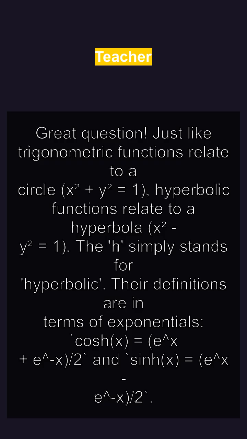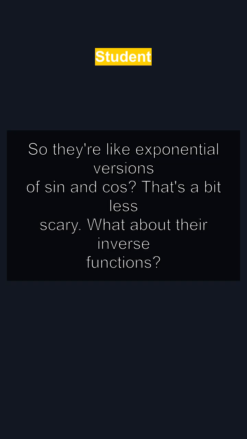Their definitions are in terms of exponentials. cosh x equals (e^x + e^(-x))/2 and sinh x equals (e^x - e^(-x))/2. So they're like exponential versions of sine and cosine? That's a bit less scary.